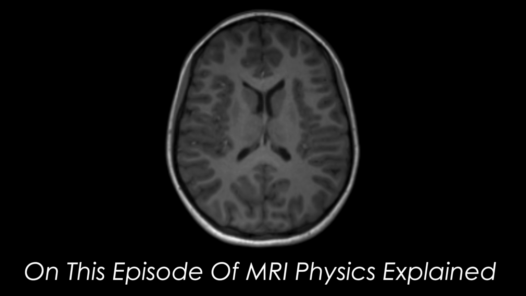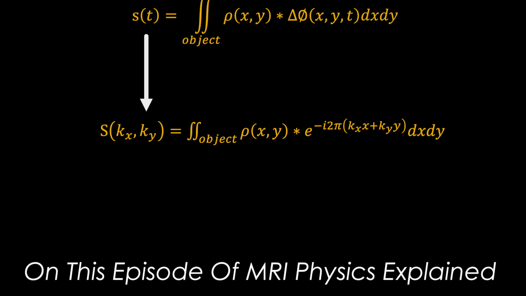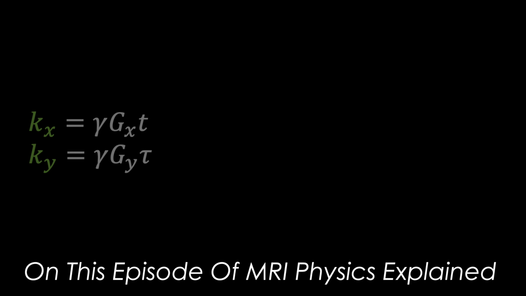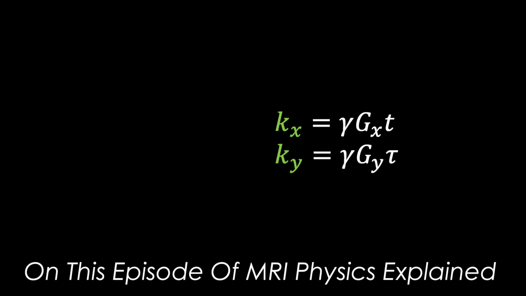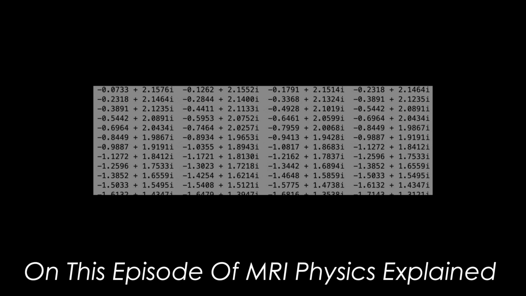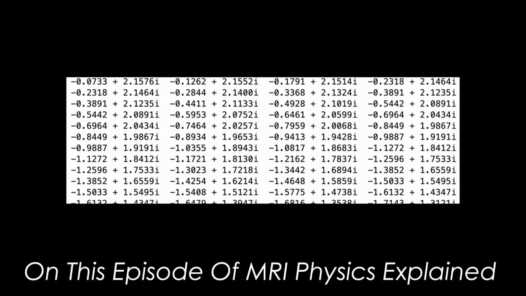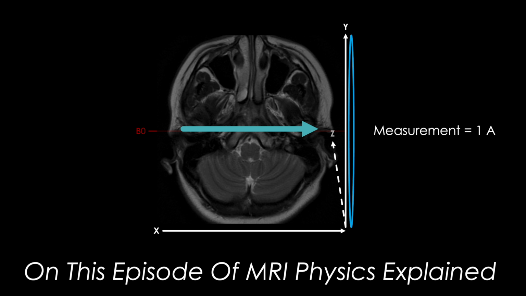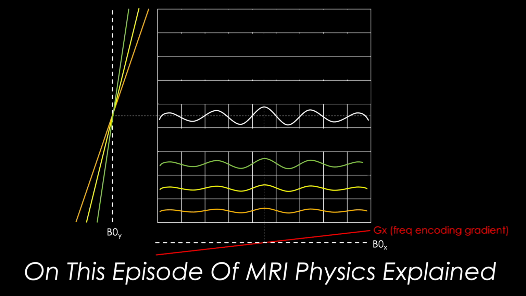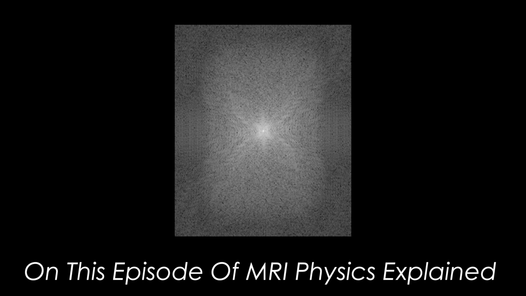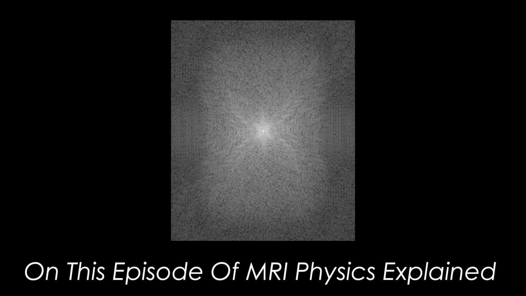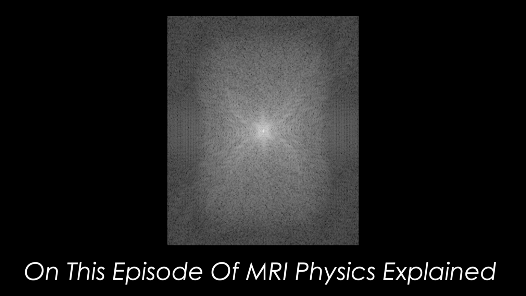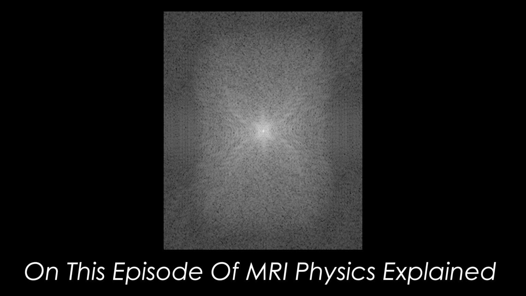On this episode of MRI Physics Explained, the day has arrived. We're finally going to demystify one of the most confusing subjects in all of MRI physics, K-space. I know a lot of you have waited a very long time for a video on this subject, and I promise you all, by the end of it, you're never going to look at this misleading picture the same way again. So let's get to it and finally talk about K-space in this pivotal episode of MRI Physics Explained.